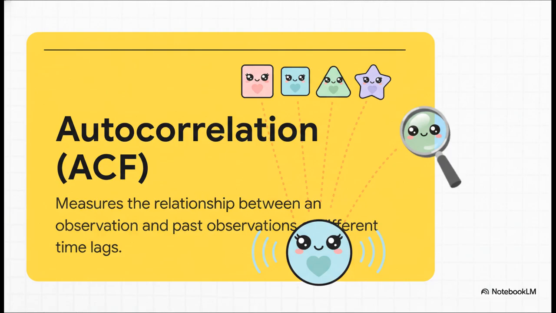The best way to think of it is as a tool for measuring echoes in the data. For any given point, the ACF measures how strongly it's related to the point that came one step before it, 2 steps before, 3 steps, and so on. It basically quantifies how long the memory of a single event lasts over time.